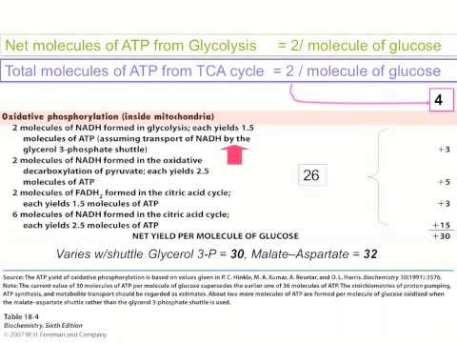We get 2 molecules of NADH formed in the oxidative decarboxylation of pyruvate, and each will yield 2.5 molecules of ATP. 2 molecules of FADH2 in the citric acid cycle, and so we'll get 1.5 molecules of ATP from each of those, and 6 molecules of NADH in the citric acid cycle, and we'll get 2.5 molecules of ATP from those. And so, if we use the glycerol 3-phosphate shuttle, we'll gain 30 molecules of ATP per molecule of glucose. If we use the malate aspartate shuttle, we'll have 32 molecules of ATP per molecule of glucose.